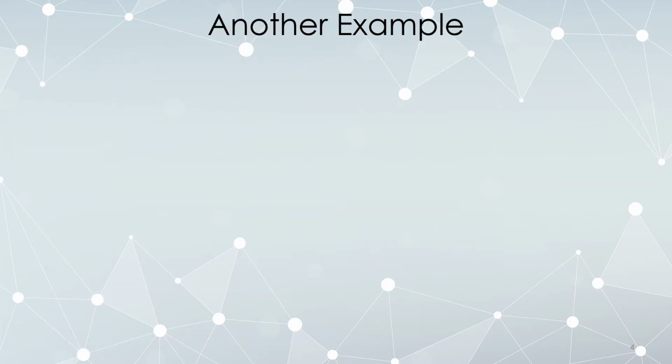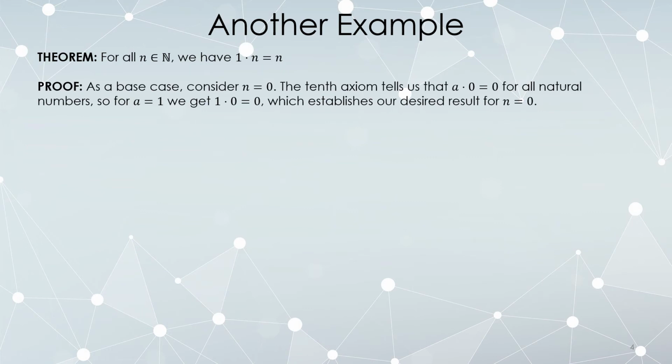Another example, so we're going to do another proof by induction of this statement right here. For all natural numbers, 1 times n is the same thing as n. And resist the urge to roll your eyes and say, duh. So we're going to prove this by establishing it's true for 0, and then if it's true for n, it must be true for n plus 1.